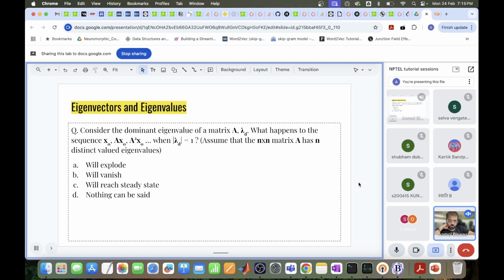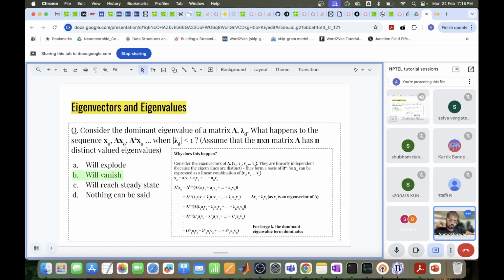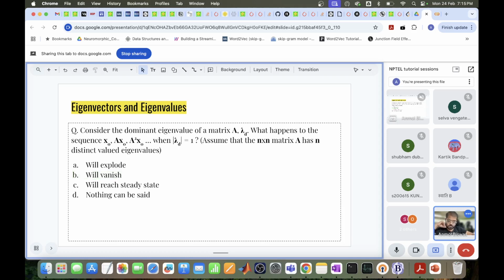Yeah. So if this is true, then it will reach a steady state situation, right? If we look into this equation, essentially the lambda d term, which is the dominant term, will survive, and everything else will die to 0 asymptotically, right? Because if the dominant eigenvalue is equal to 1, then every other eigenvalue is less than 1, so when you multiply them by themselves over and over again, they are going to die to 0.